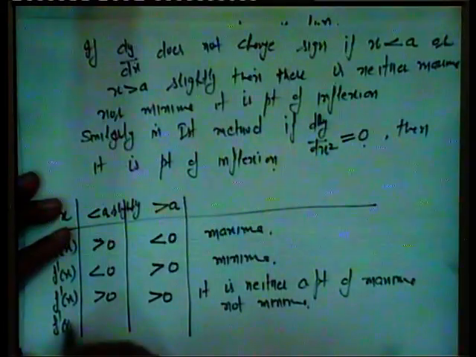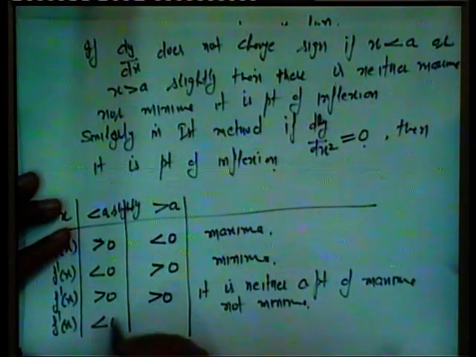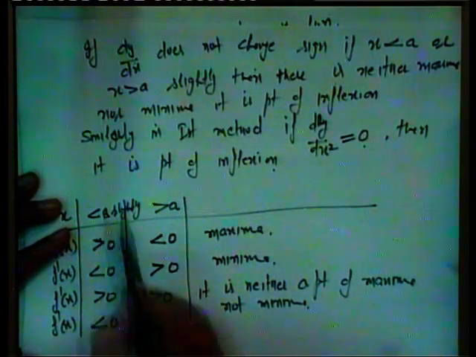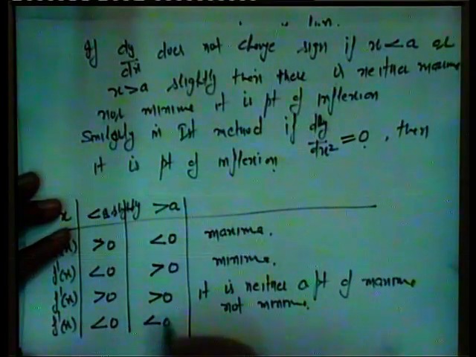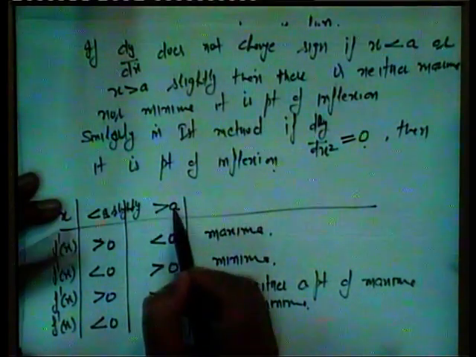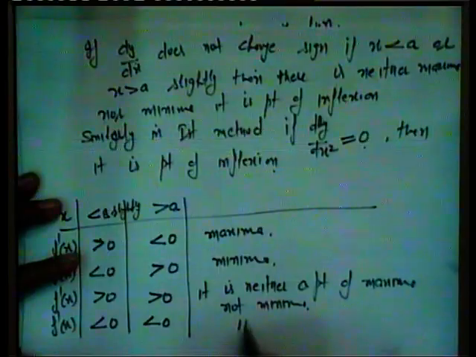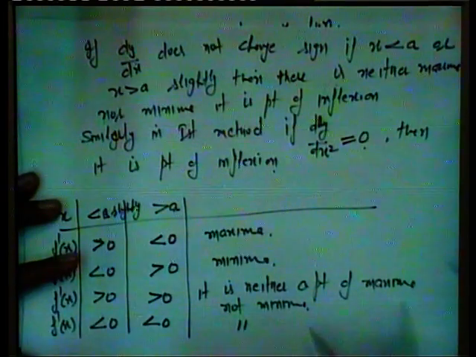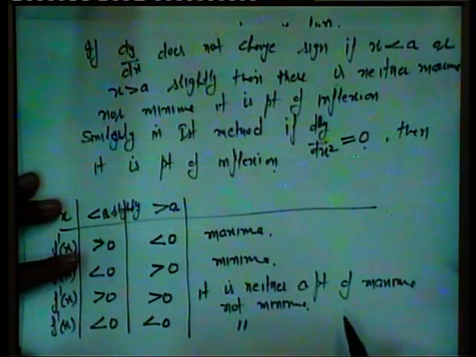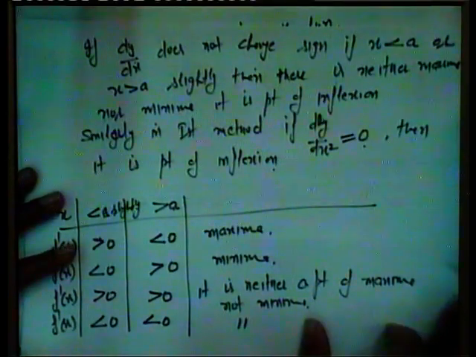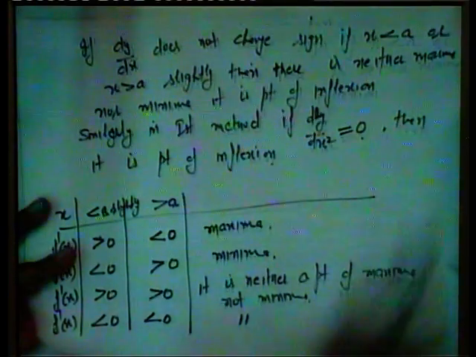Similarly, if f dash x is less than 0 for x less than a slightly and less than 0 for x greater than a slightly, then it is neither a point of maxima nor minima. Now, we will solve some problems about maxima and minima.